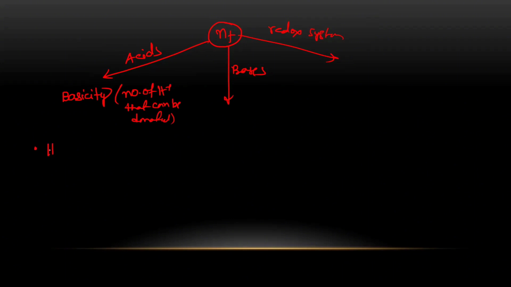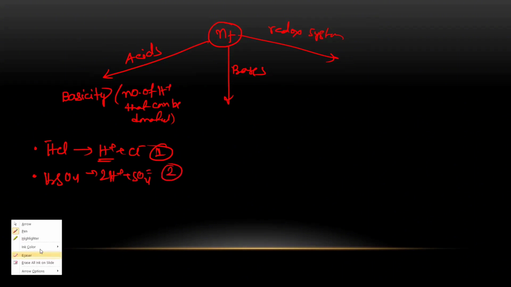For example, HCl. HCl is called a monobasic acid because it can donate only one H+: H+ plus Cl minus. So only one H+ can be donated. So here n factor will be 1. Suppose H2SO4: 2H+ plus SO4 2 minus, right? So it will have n factor 2.